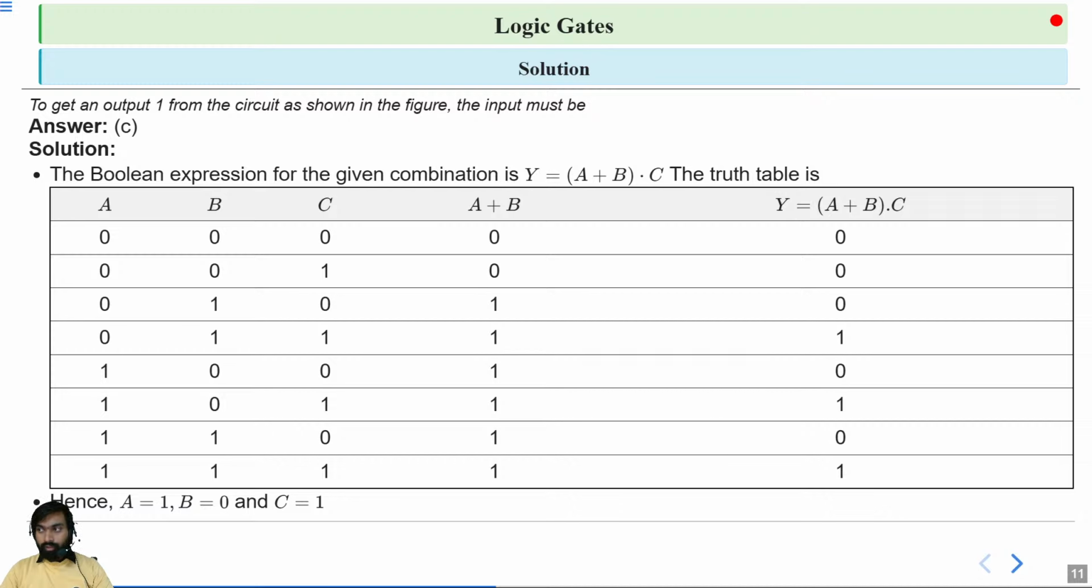For example, when A equal to 1, B equal to 0, okay, and C equal to 1. Look at here, this one. A equal to 1, B equal to 0, and C equal to 1. The expression evaluates to 1. Hence A equal to 1, B equal to 0, and C equal to 1. Clear?